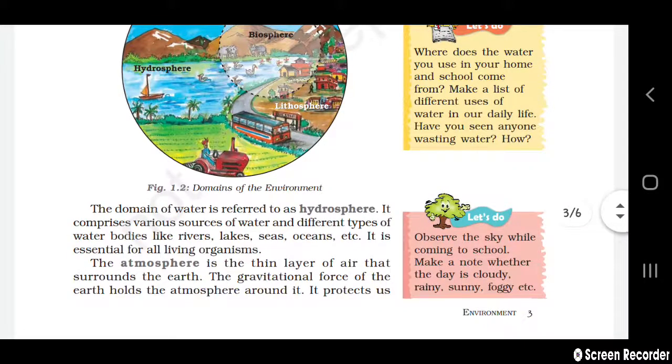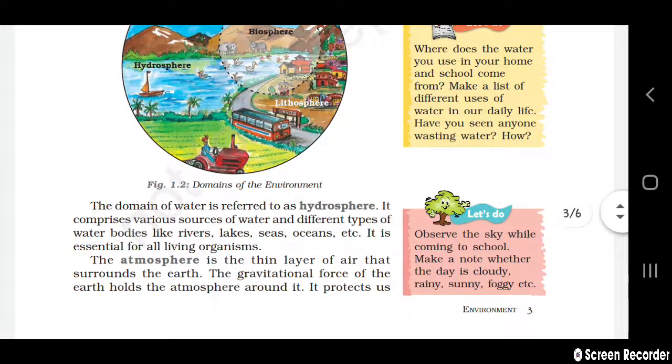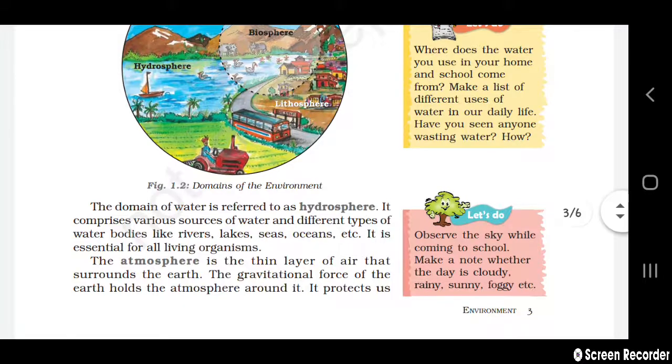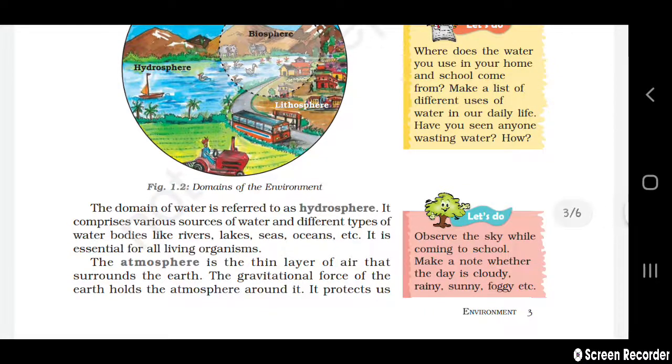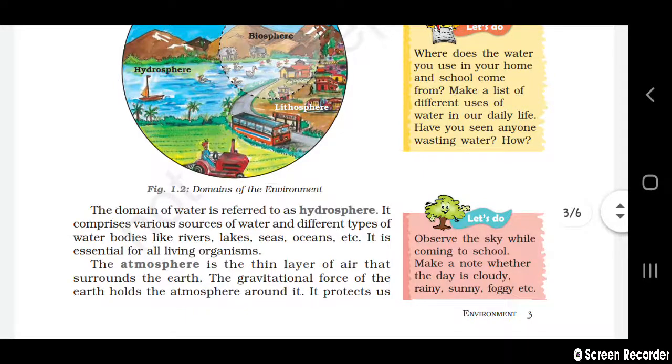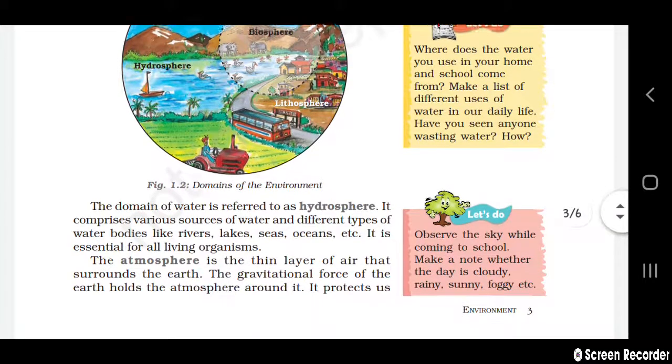Next, the domain of water: rivers, lakes, big seas, we call it the hydrosphere. It has various sources of water, and different types of water bodies, like rivers, lakes, seas, oceans and many other things. It is essential for all living organisms. River water is essential because human beings need water for drinking, for agriculture, and for many other things.